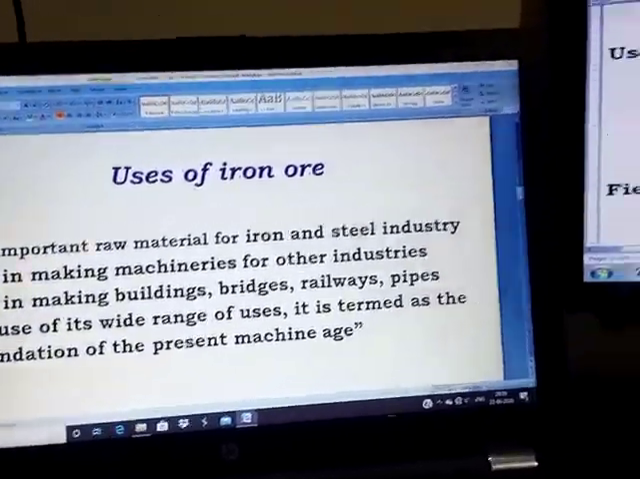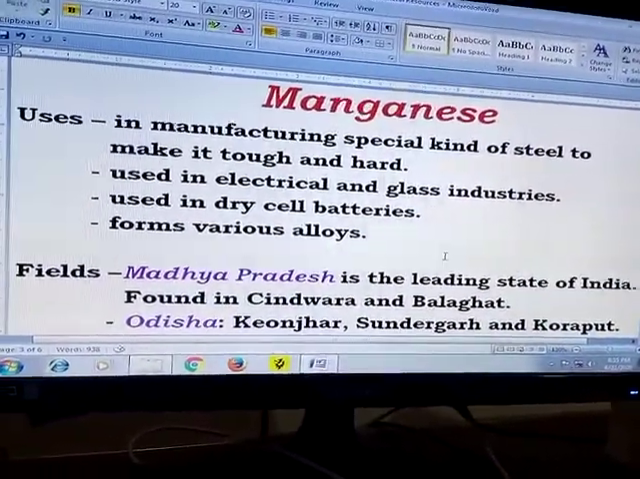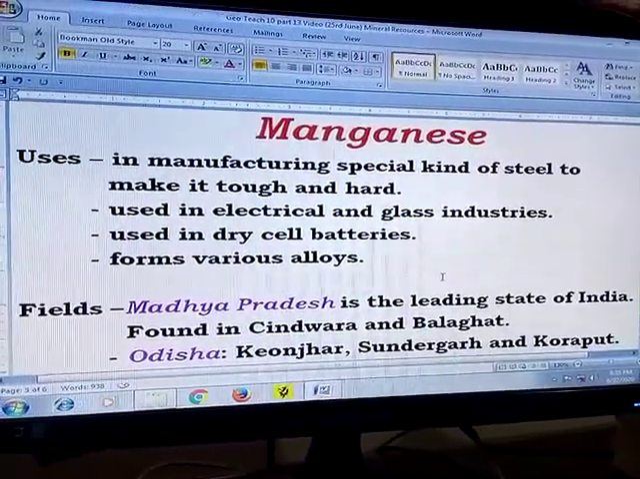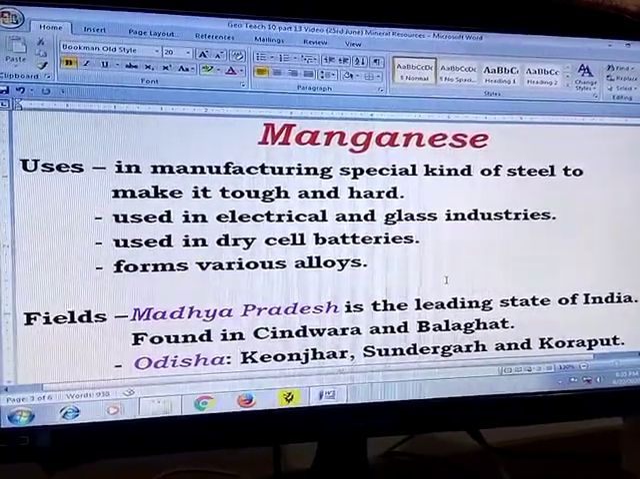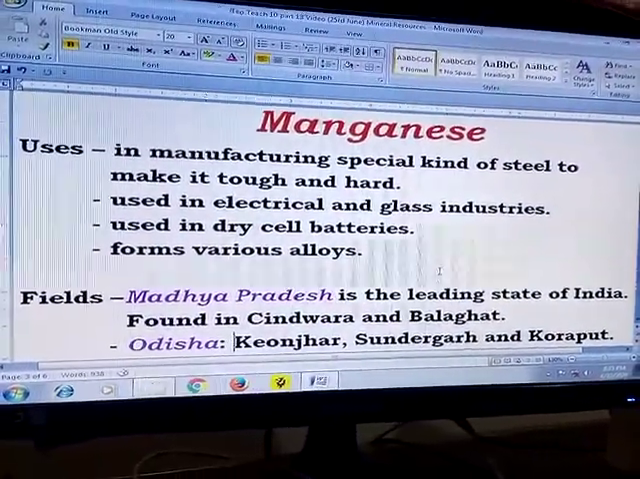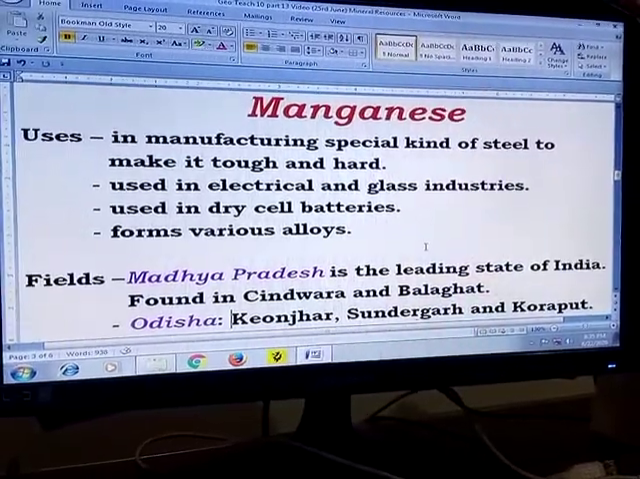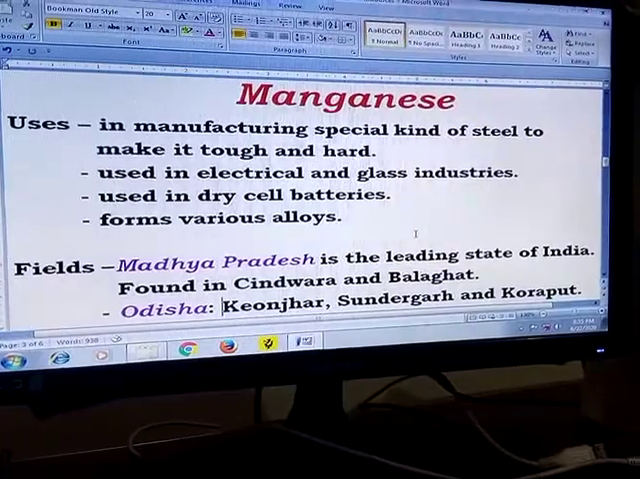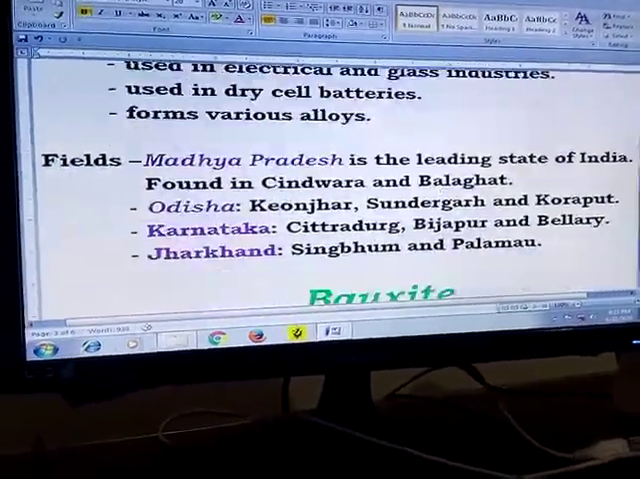Our next mineral is manganese. What are the major uses of manganese? Manganese is used in manufacturing special kinds of steel to make it tough and hard. It is also used in electrical and glass industries. It is used in dry cell batteries. And of course, manganese, along with some other metals, makes various types of alloys.